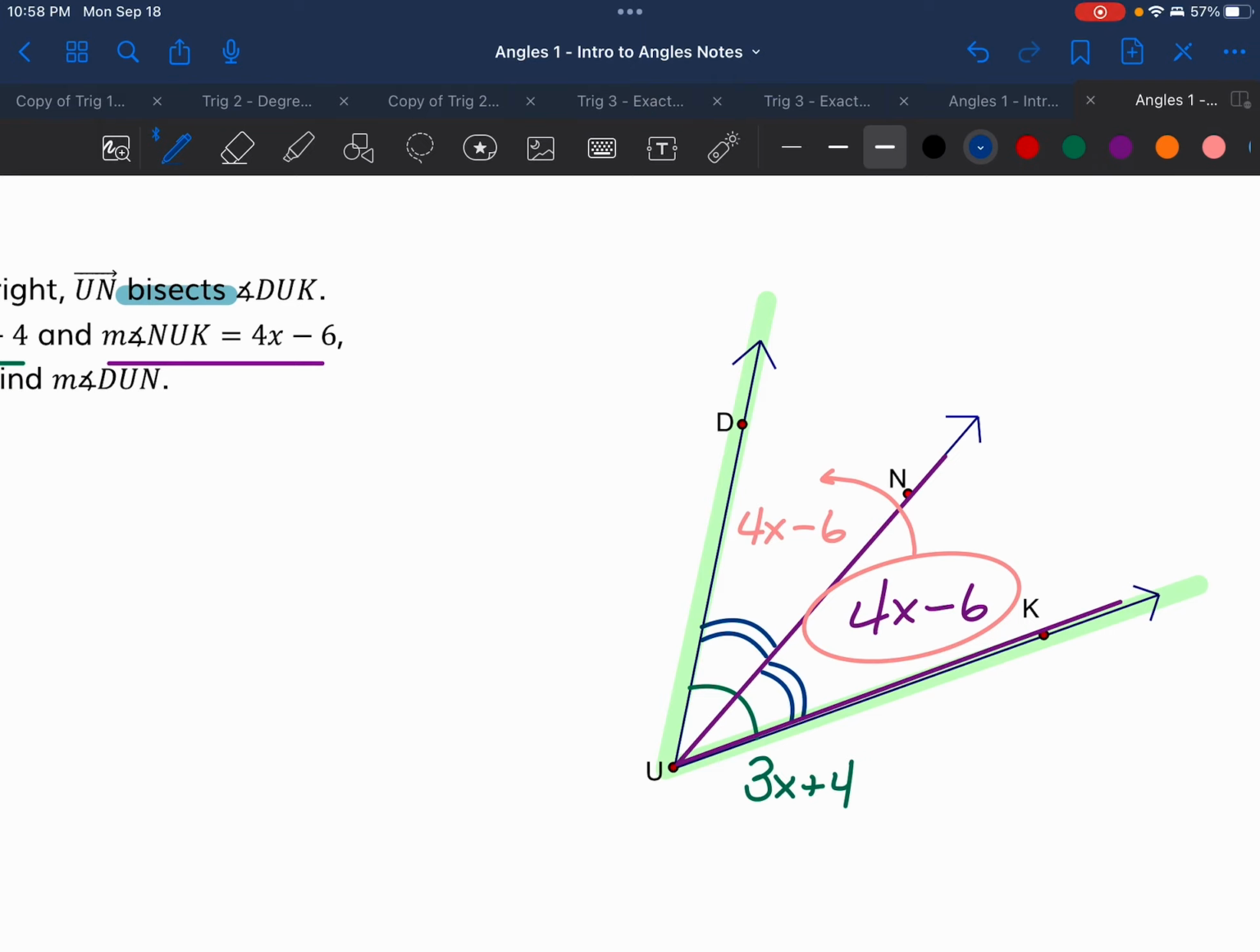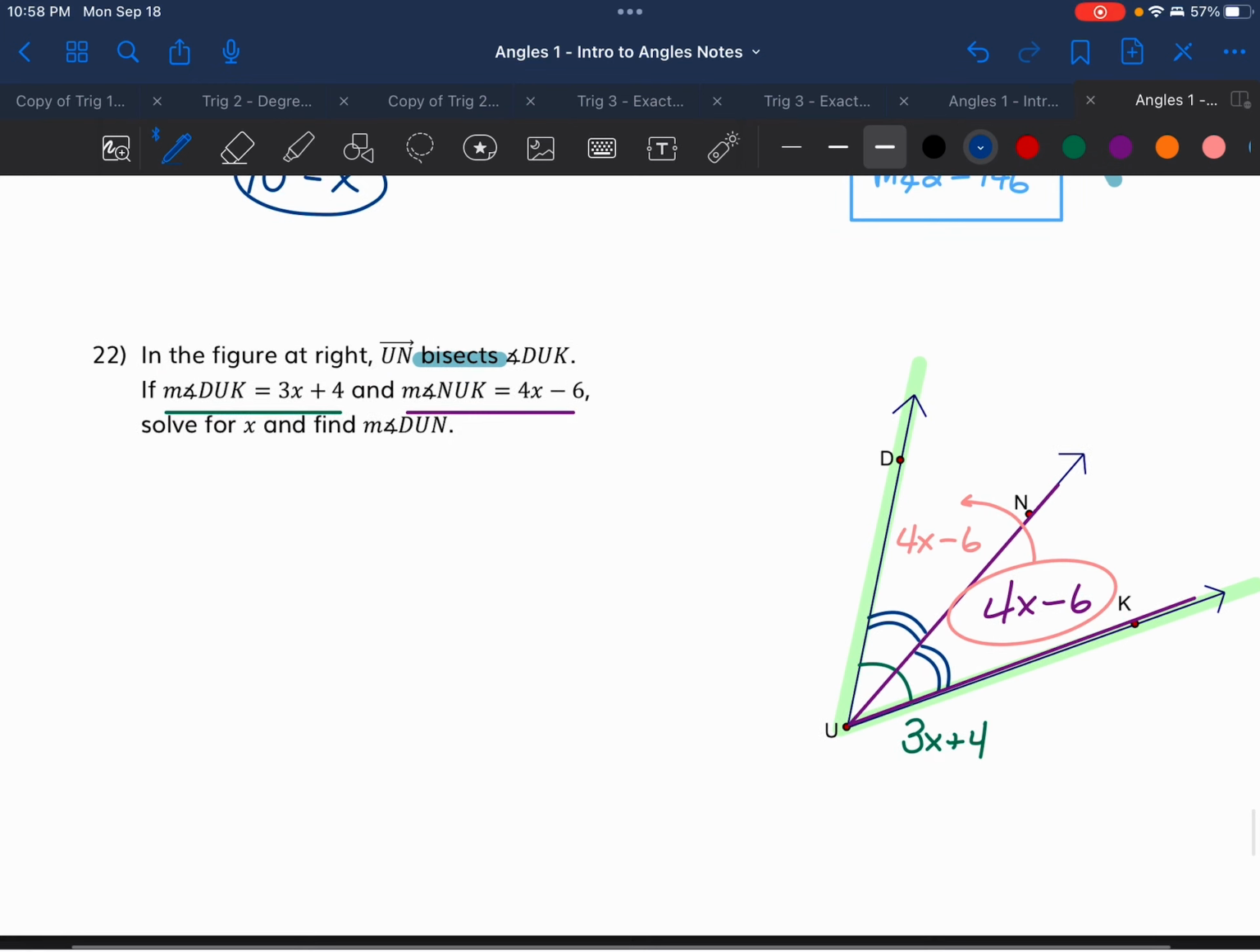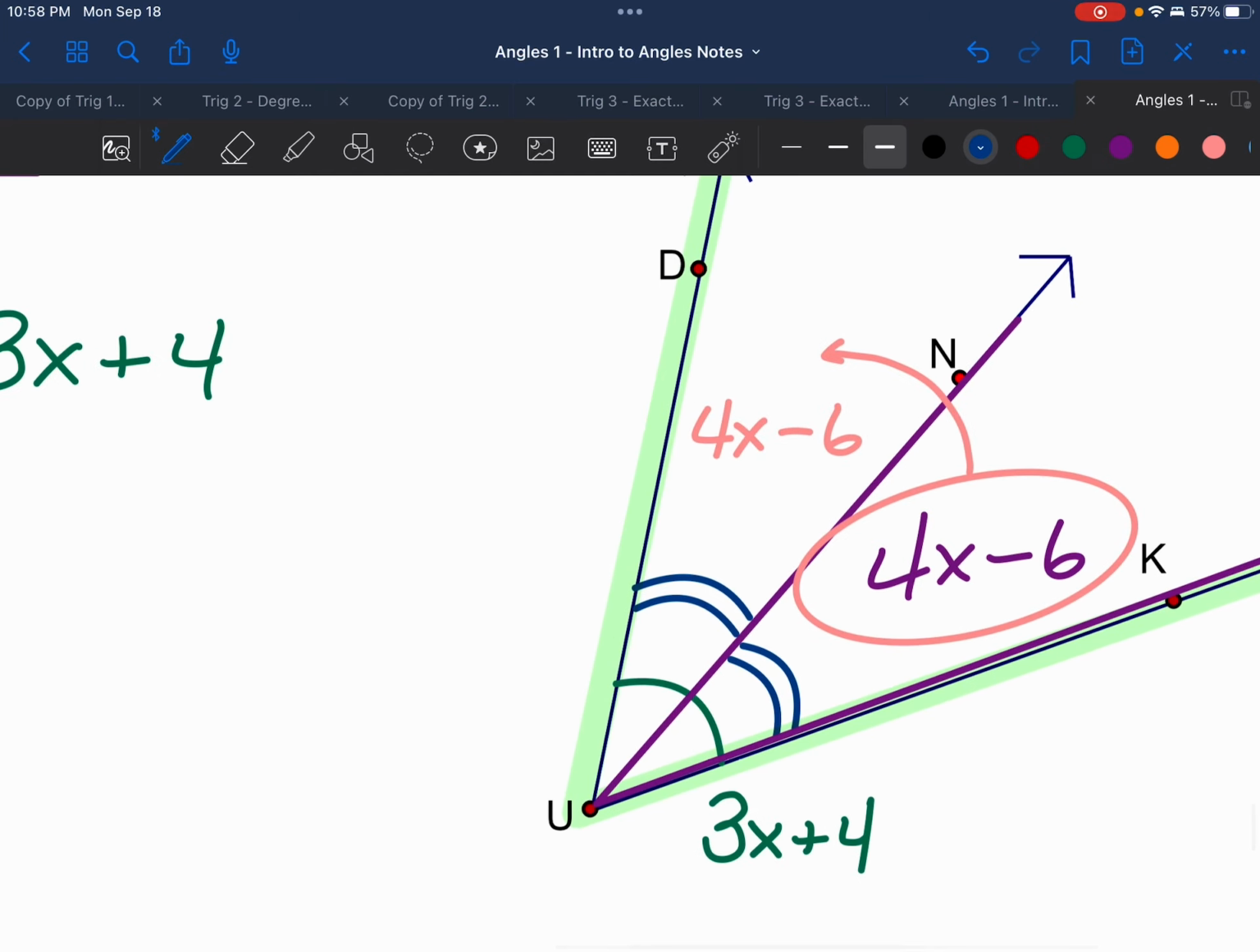It's just not saying 3x plus 4 plus 4x minus 6 equals something. What it's actually saying is I have to take my original 4x minus 6 for angle NUK, add in another 4x minus 6 because of the whole bisector thing, because those two small pieces have to match. And that all together is going to equal my big angle of 3x plus 4. This is the most difficult of these kinds of equations where you have to think, oh wait, I know I have a 4x minus 6, but it's got to go in two different places.